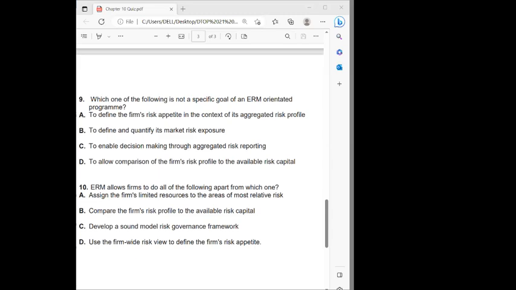But if you look at the given responses, to define and quantify market risk exposure, right? So that is not it. ERM is holistic risk, not just market risk. So the correct answer therefore is B, right? It's B. Question 9, B. Let's go to question number 10. That's the last question.